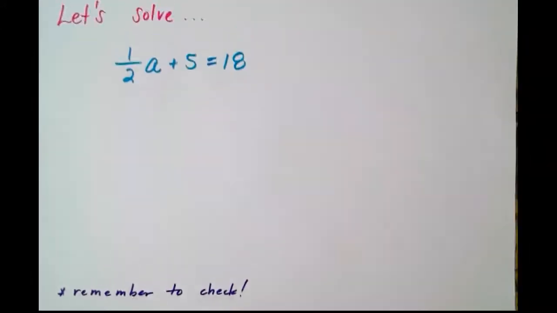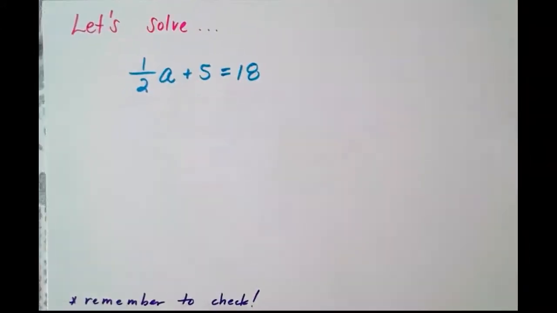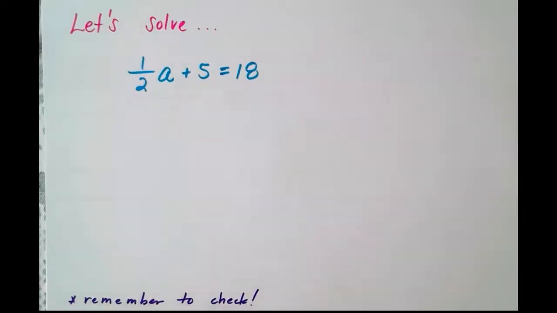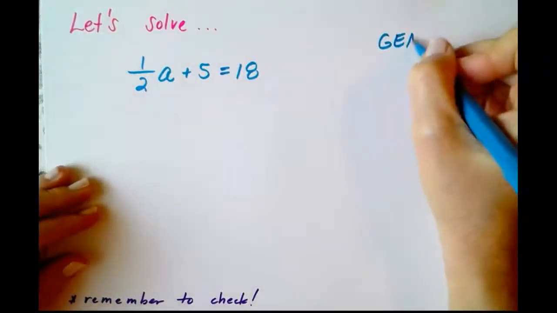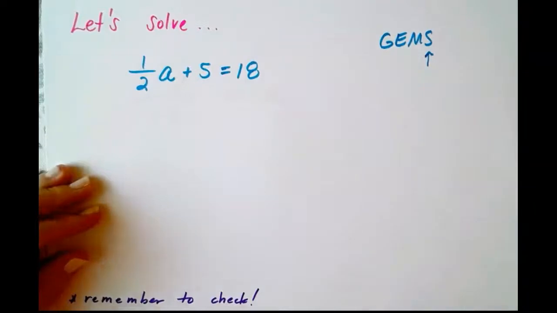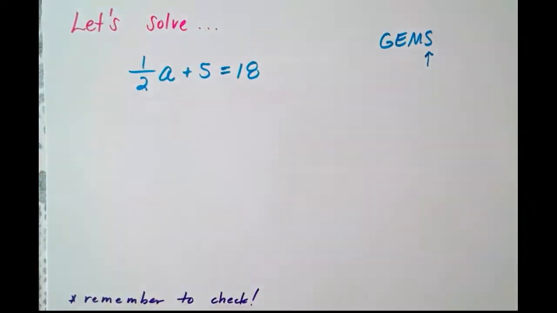Let's solve again. 1/2 a plus 5 equals 18. So once again, we're going in reverse order of operations. So order of operations, GEMS. We are going to undo the addition or subtraction first.